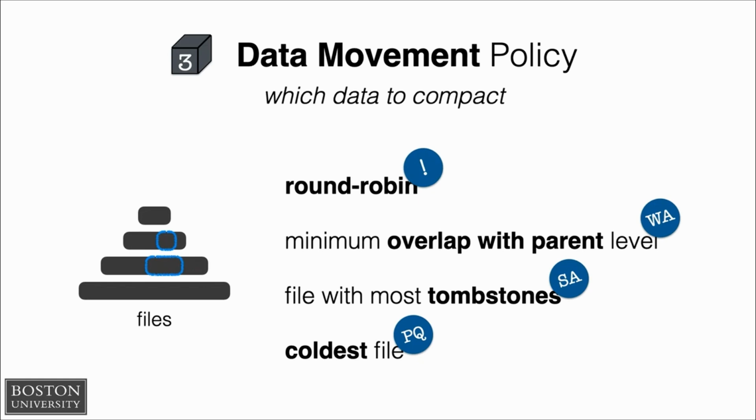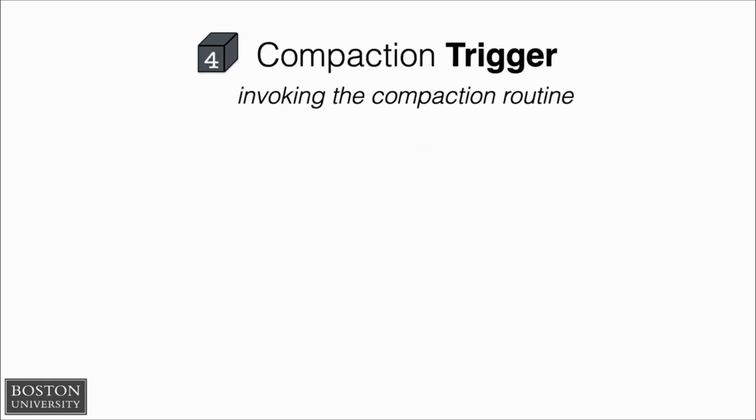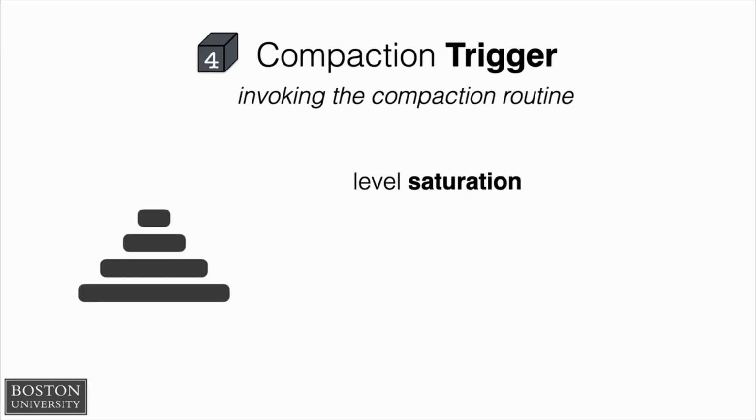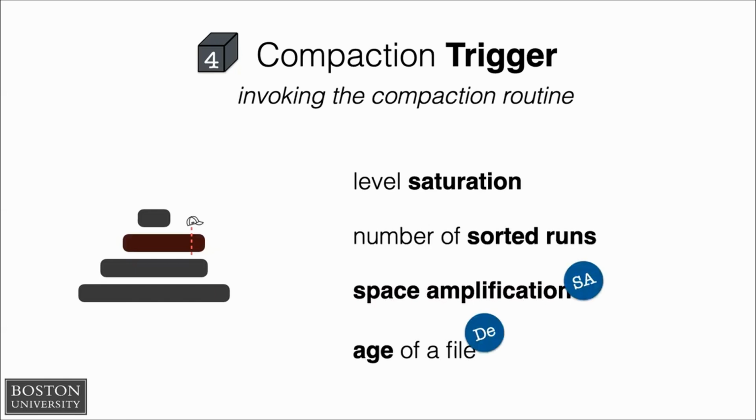So that is the data movement policy, which brings us to our last compaction primitive, the compaction trigger. Until now, we have seen, especially for a leveled LSM design, level saturation has always been the trigger. Whenever a level goes out of bound, we trigger a compaction in that level. For tiered, it was the number of sorted runs.